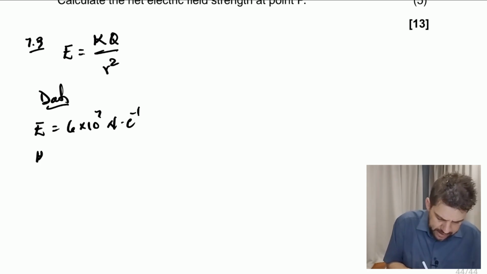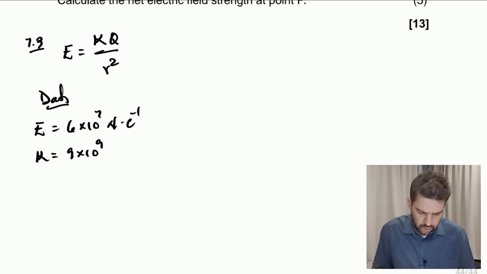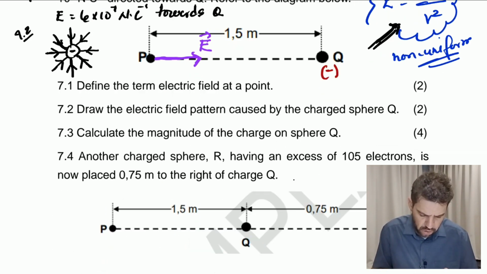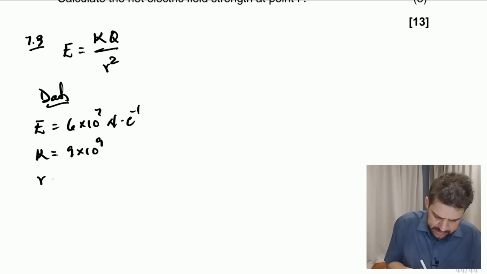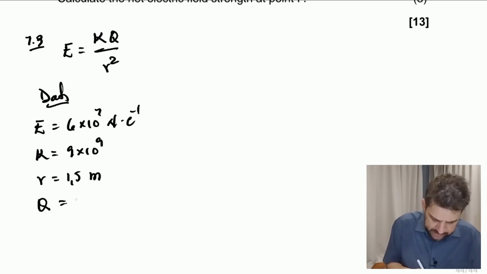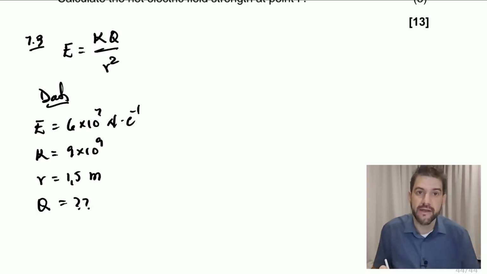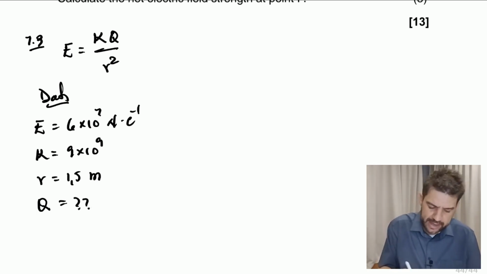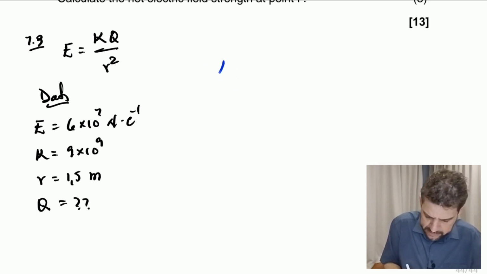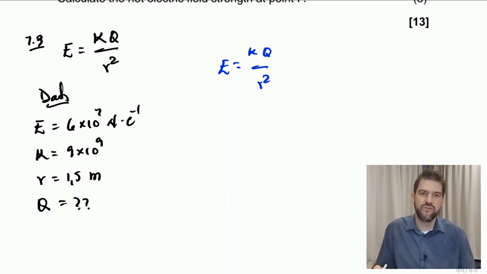We have K, which is 9 times 10 to the 9. You do not have to write the unit here, it's a long unit for that one. The distance is equal to 1,5 meters. You're looking for the charge, and this one is everything. So all you have to do is to write the formula and substitute. So the formula is E equal to K Q divided by distance squared. Now, I personally like to substitute in the same way as the formulas are. Do not rearrange, because if you make a mistake, you lose the marks.